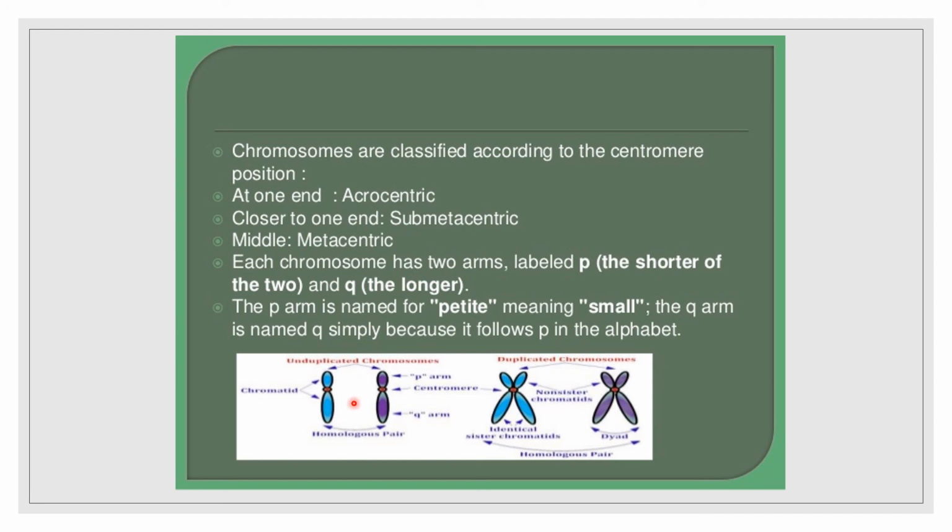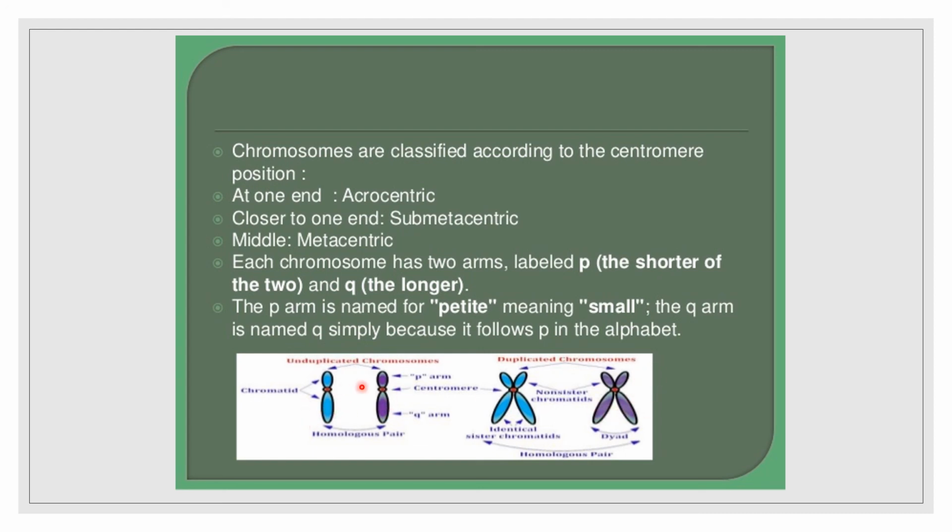Now, as you can see over here, I have shown a small structure: this is an unduplicated chromosome, this is a duplicated chromosome. Unduplicated means there is no duplication. Here one chromosome is shown in blue, the other in purple. Can you see one more blue chromosome over here? No. Can you see one more purple chromosome over here? No. But if you see here, this is a duplicated chromosome. In this, the blue is again duplicated, and the purple is again duplicated.